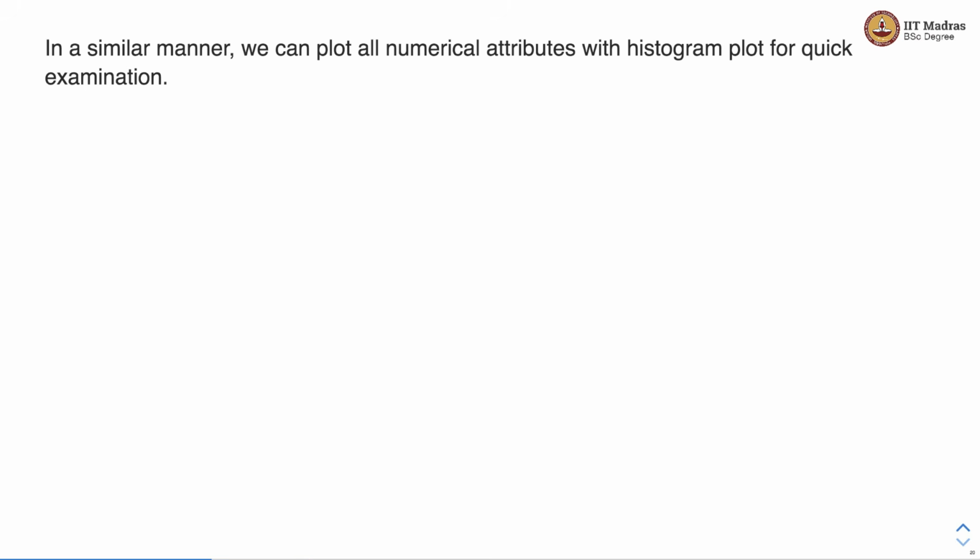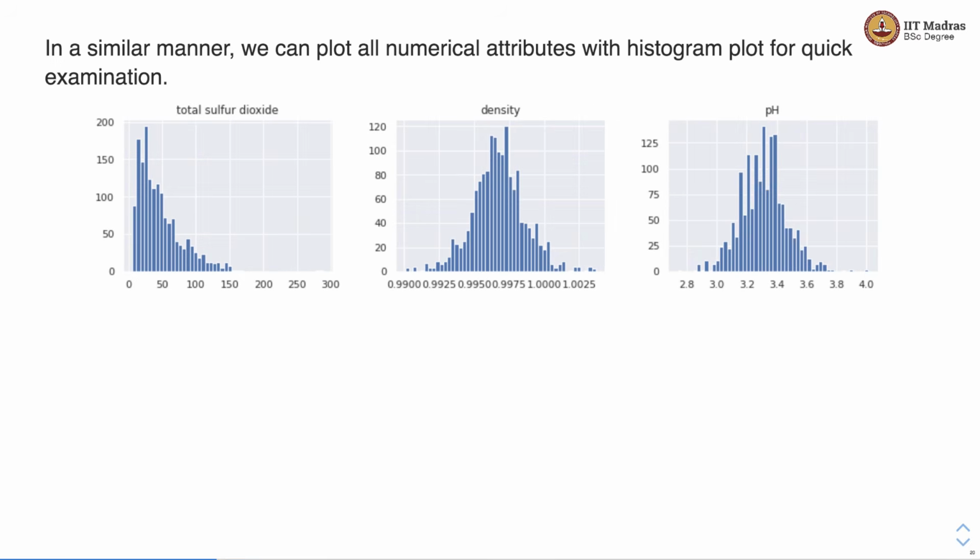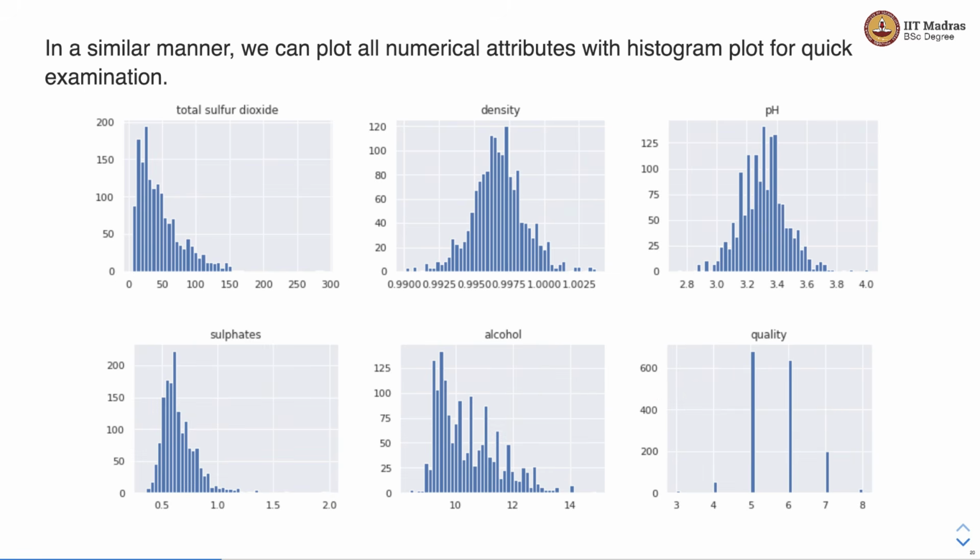In a similar manner, we can plot all numerical attributes with histogram plots. So you can see histogram plots of different features here. And we have also included the histogram plot of the quality for your reference. The x-axis in this plot shows the value of the corresponding features and the y-axis is the count in that particular bin. So the values of the features are divided into a fixed number of bins and we count the number of values in each bin, which is on the y-axis.